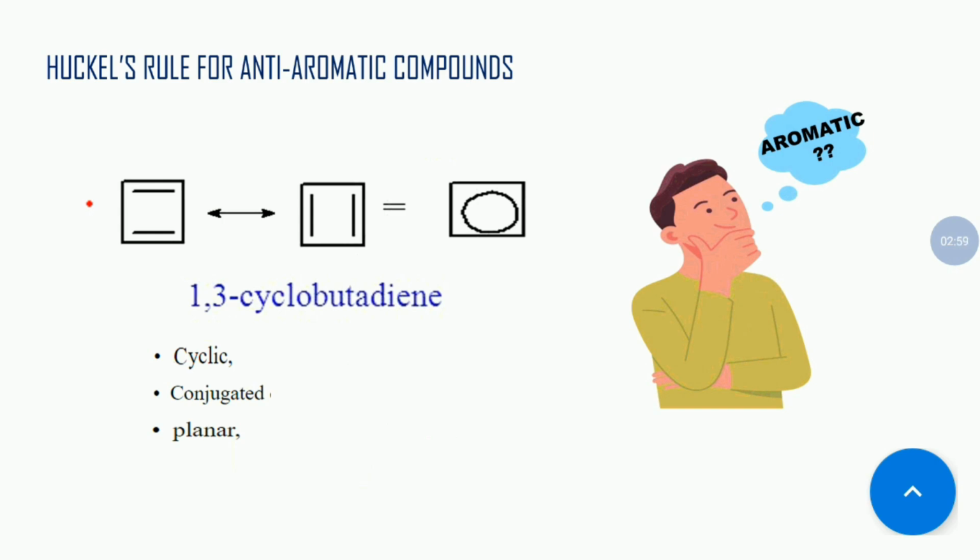For this compound, we can see that it has 2 pi bonds, or you can say 2 double bonds. That means 2 into 2, a total of 4 pi electrons. But 4 is not present in our Huckel rule series for aromatic compounds. That means this compound is not an aromatic compound.